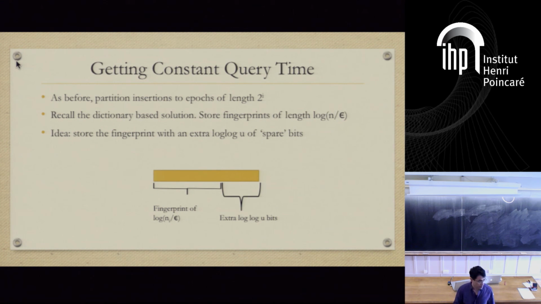So this is completely standard. The only problem here is that we have very few bits here. We have here log log u bits. And the only question is what happens when we run out of bits here.